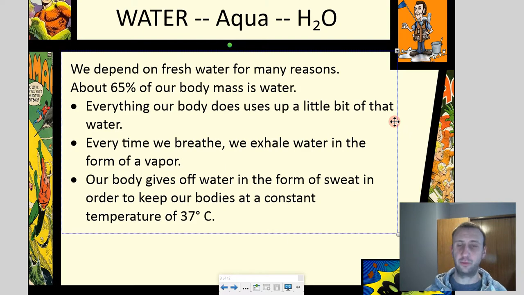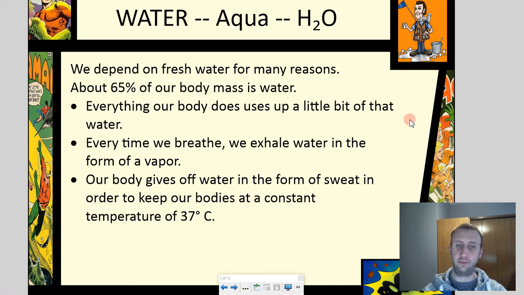We depend on fresh water for many reasons. For example, 65%, 2/3 of our body mass is water. So we have tons of water inside of us. Everything our body does uses up a little bit of water. The chemical reactions that are happening all the time inside of our body are dependent on water to happen. We desperately need water in order to function properly.